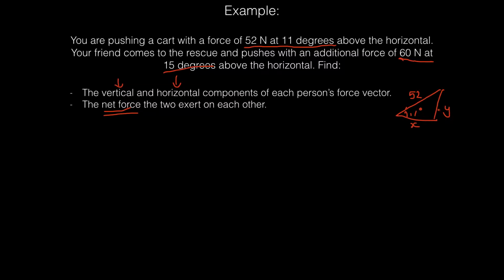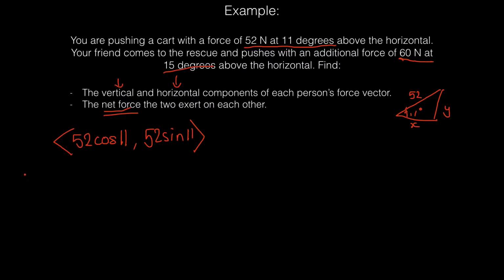I'm not going to go through the whole explanation, but think about what trig function gives you this and this. Your components are going to end up being 52 cosine of theta, which is 11 in this case, and 52 sine 11. That's what you'll get if you just use your function.